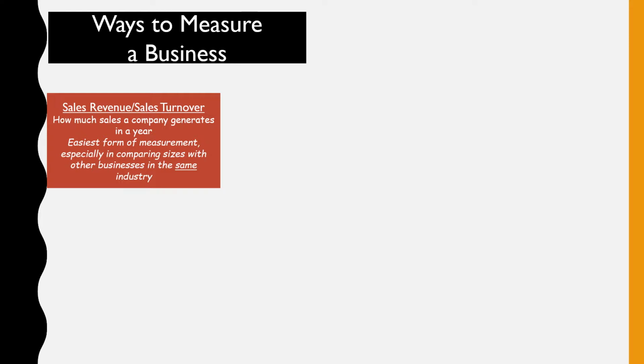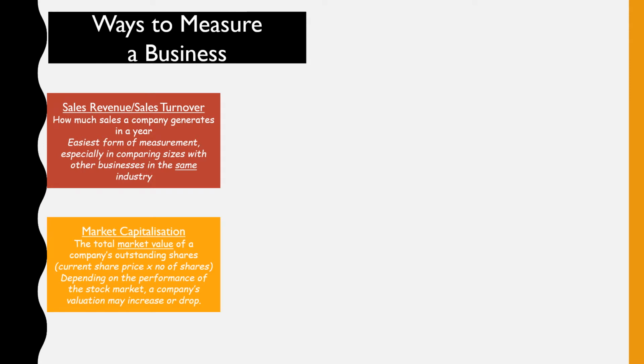Now, one of the ways to measure the size of a business, and the simplest, is looking at the total sales, or sales revenue or sales turnover, that a business makes in a particular year. It is simpler because you would be able to look at the yearly financial statements that a business releases over the years and compare one year to another to see whether there is an increase. Another method is through the company's shares, or looking at market capitalization.